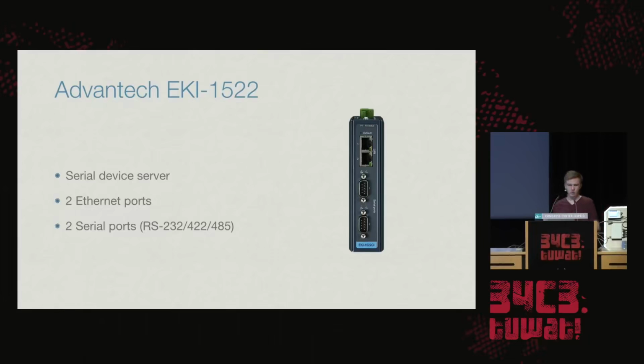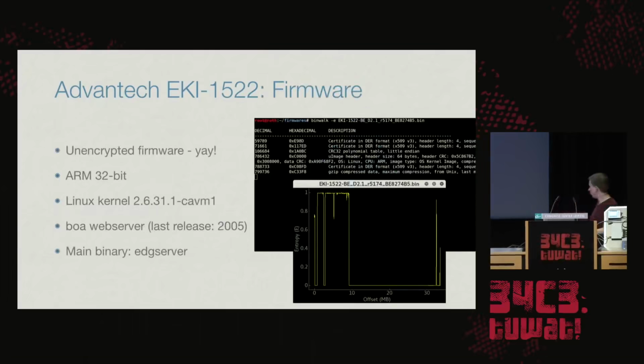I downloaded the firmware and looked at it using binwalk, and this time we see almost no entropy, so this one is basically completely unencrypted. Again, it's ARM 32-bit. It runs a Linux kernel 2.6.31 and a Boa web server, where the last update was in 2005. And the firmware, I think, is from 2017, so these are kind of outdated.